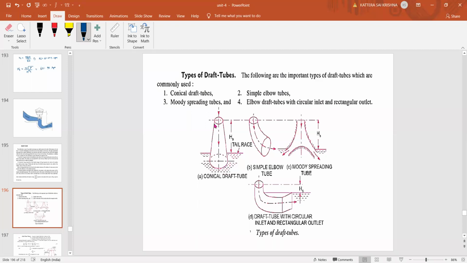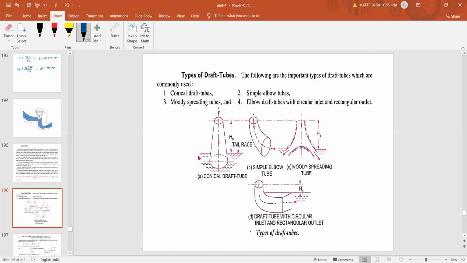So mostly they'll use this conical type only, or they will use this Moody spreading. Okay, conical draft tube is this one, and you can see here. This part is connected to the turbine, the outlet of the turbine where the water will come out. From this, the water will then enter into the tail race.